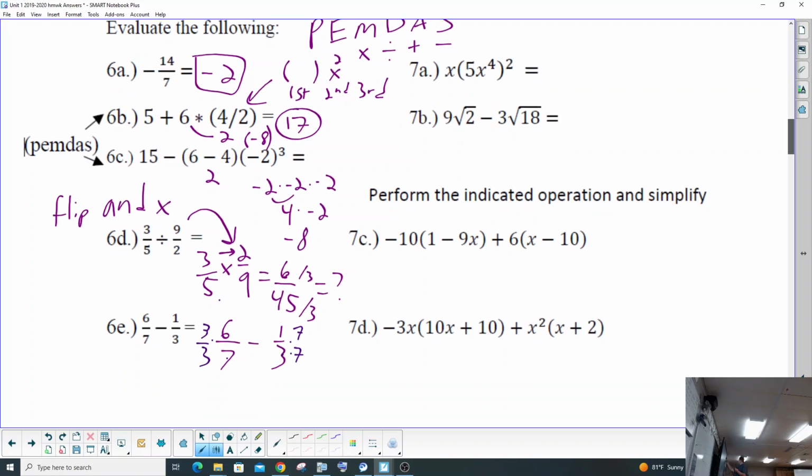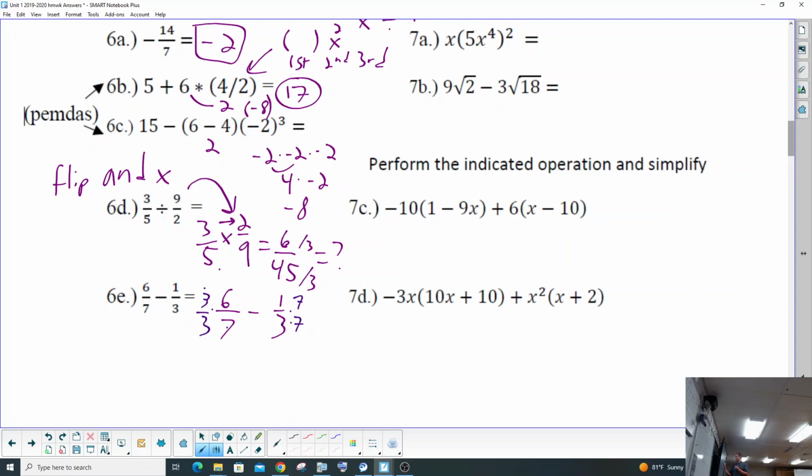And then when you do that, you get 3 times 6 is 18. 3 times 7, good, is 21, minus 7 times 1 is 7. And then 7 times 3 is 21. Yay, we did it. Got a common denominator. So is that 11 over 21, which reduces? Not. Cool, that was a tricky one. Okay, so perform the indicated operation, 7c.